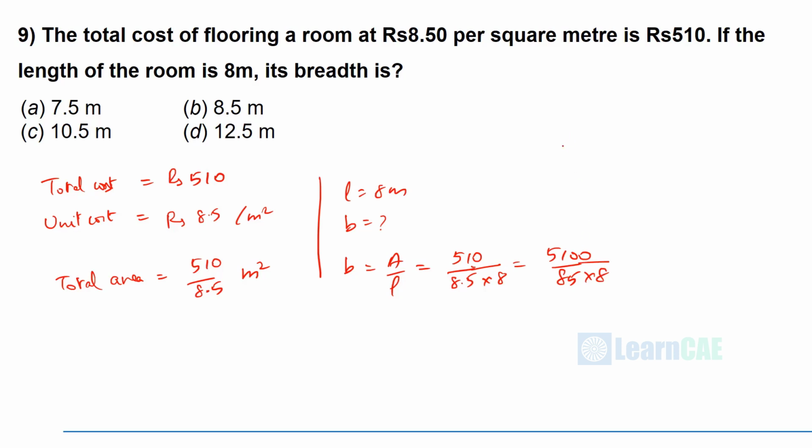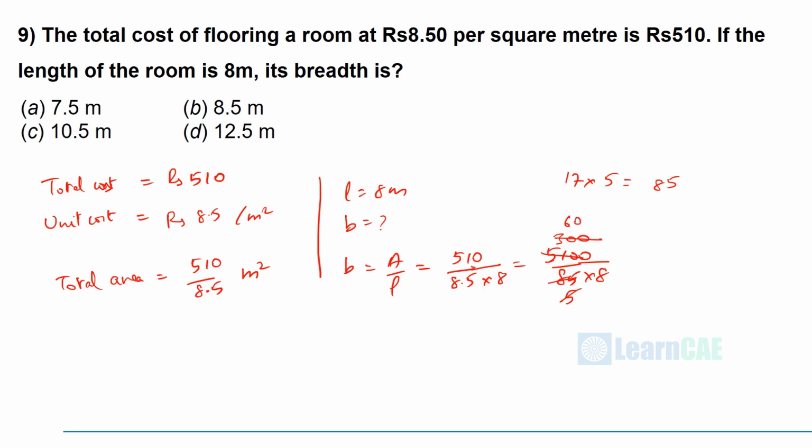85 seems to be a multiple of 17. 17 into 5 is 85. Similarly, 51 is a multiple of 17. So we can divide by 17 throughout. This will be 5 and this will be 300. So we can divide it again.